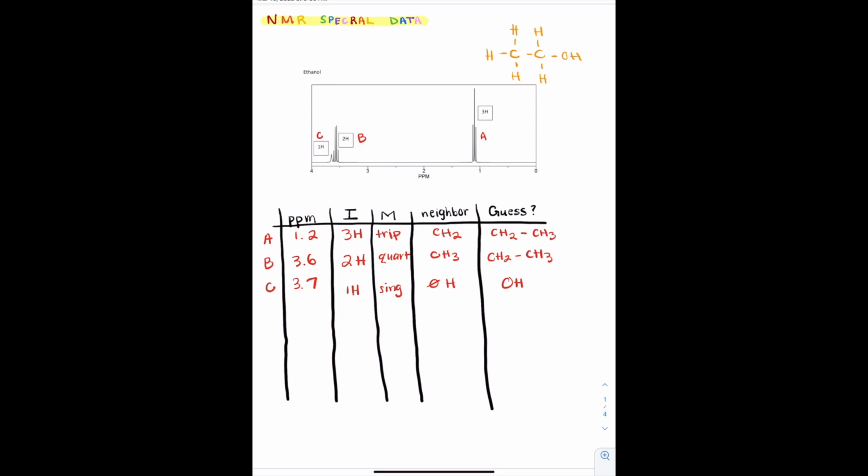So I hope that this video has helped you learn a little bit more about NMR spectral data and how you can utilize proton NMR to confirm the structure of a particular molecule, or even in some instances, guess the structure of a particular molecule.